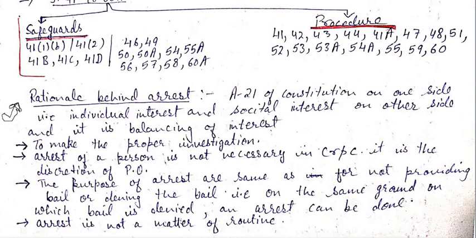So the basic point is that arresting a person is not mandatory. The basic point is that arresting a person is not mandatory in any of the provisions in the CrPC. In fact, in murder cases or rape cases, it is nowhere written that the accused shall be arrested. Arrest is always a prerogative of the police.